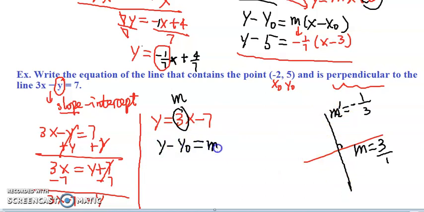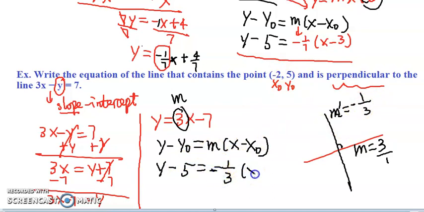And let's plug into the formula, point slope form. So we get y minus y0, which is 5. M is negative 1/3. This is negative 1/3 here. Times x minus x0, which is negative 2. Minus negative 2. You can change it to plus 2 because of the keep change rule. So that would be the answer.